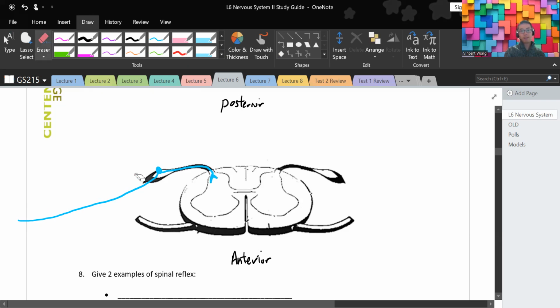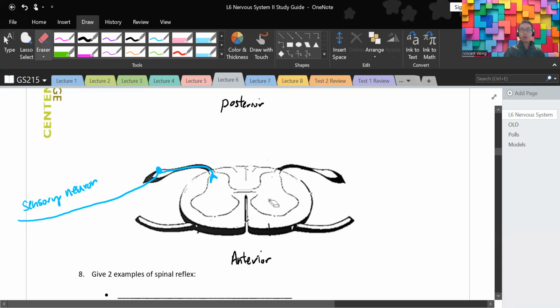Okay, so sensory information generally would enter at the back. Okay, so this is sensory neuron. Okay, carrying sensory information, touch, temperature, pressure, texture, all that stuff. It's going to enter at the back.